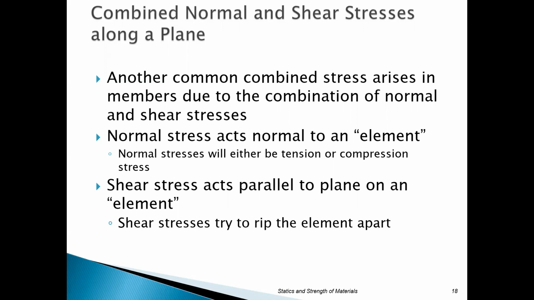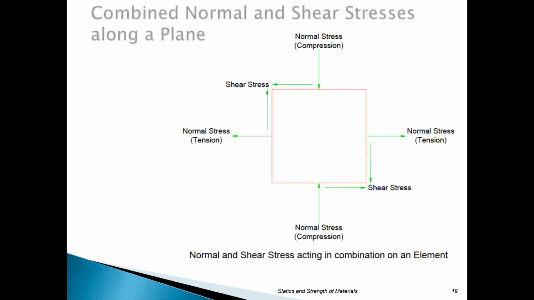But shear stress, remember, is going to act parallel to your plane. In this case, we're going to talk about this little element. You have to visualize it as a very small, infinitely small piece of element that you're looking at, and it develops normal stresses and shear stresses on it. The shear stress is the stress that tries to counteract the shear force, which is trying to rip that element apart. What you're looking at is this diagram here.